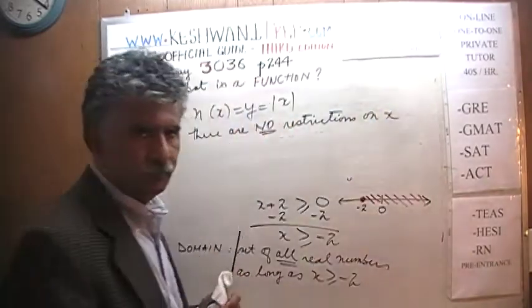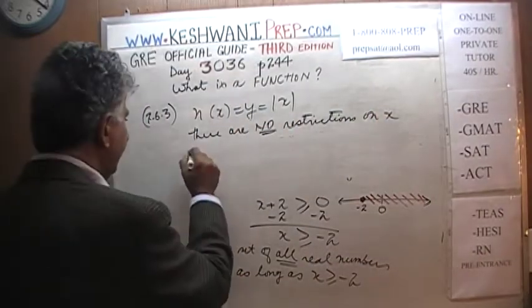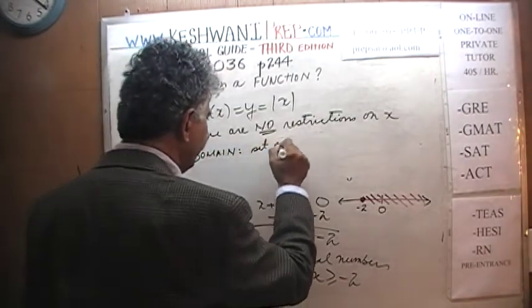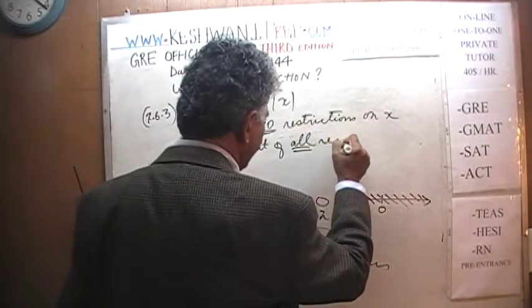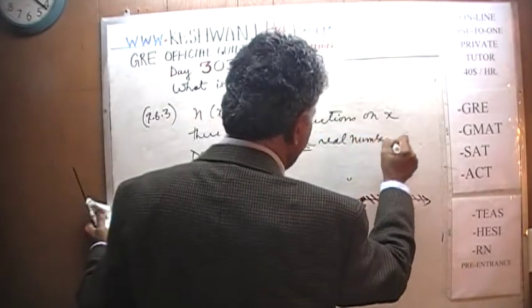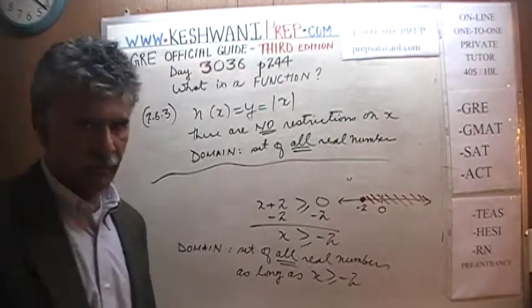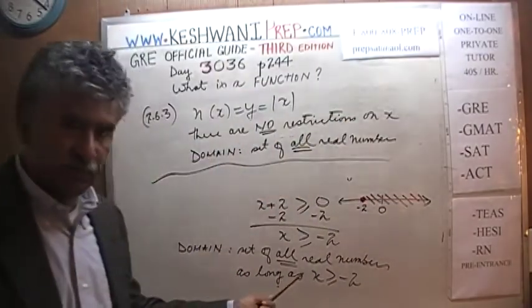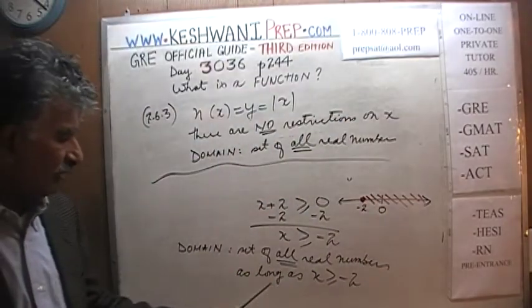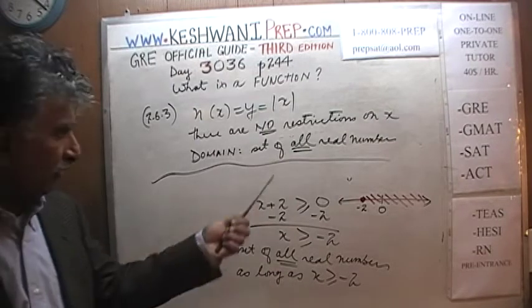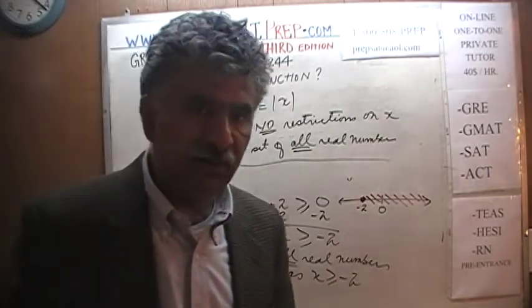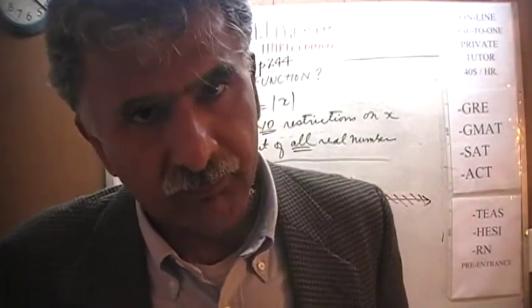Another way of saying the same thing is that the domain is a set of all real numbers. There are no restrictions. Set of all real numbers. We're not saying it is the set of all real numbers except this and except that. No. There are no restrictions. Unlike before, where we said the domain is the set of all real numbers as long as it is more than negative 2. There is no such thing here. There are absolutely no restrictions, which is the same as saying the domain is a set of all real numbers.